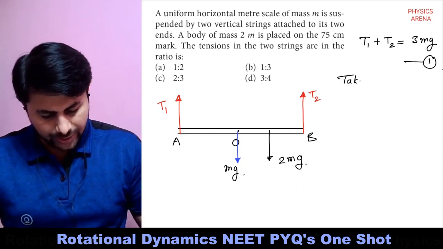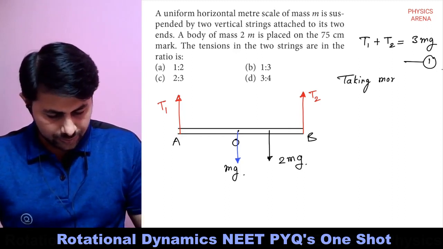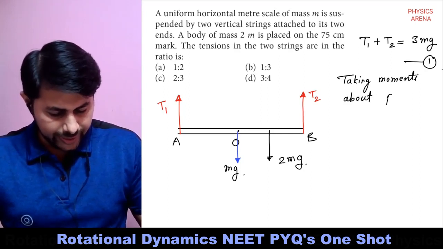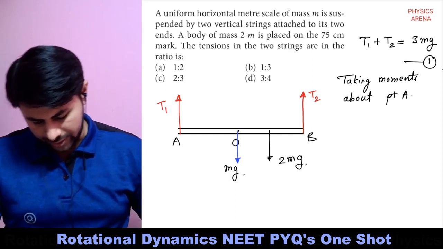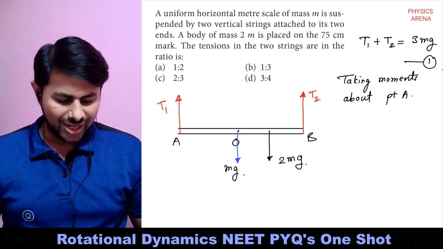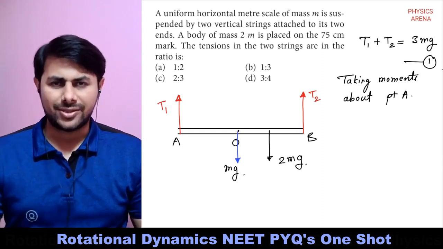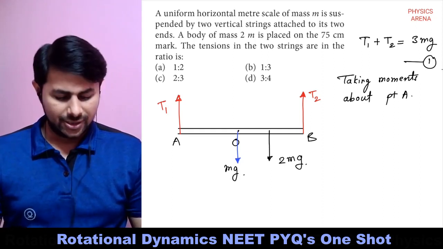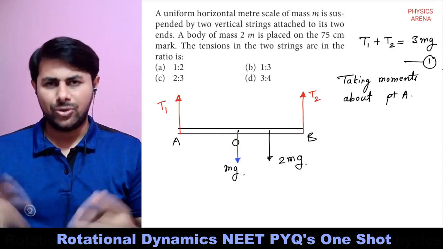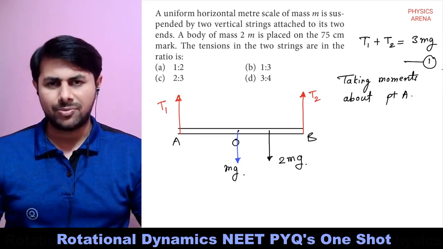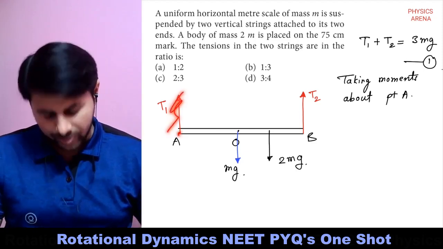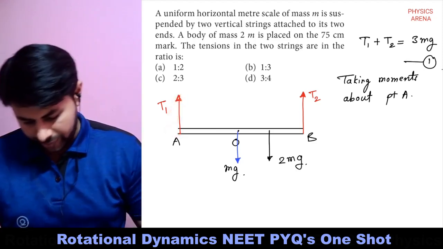Okay, taking moments about point A. So why am I choosing point A? Because I don't want two simultaneous equations in terms of T1 and T2. So I'm getting rid of T1 if I take moments about point A.